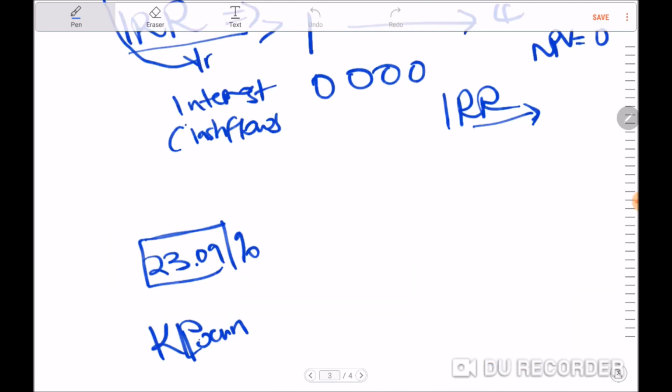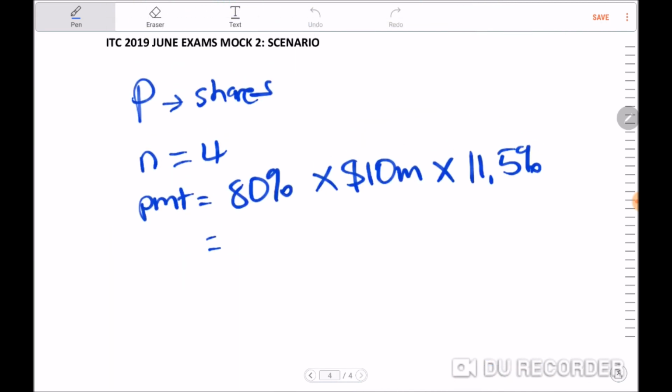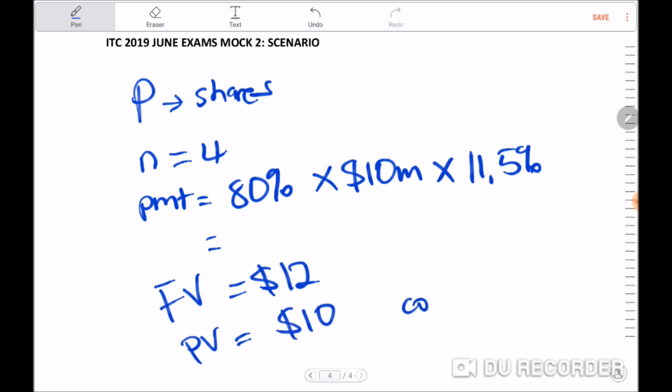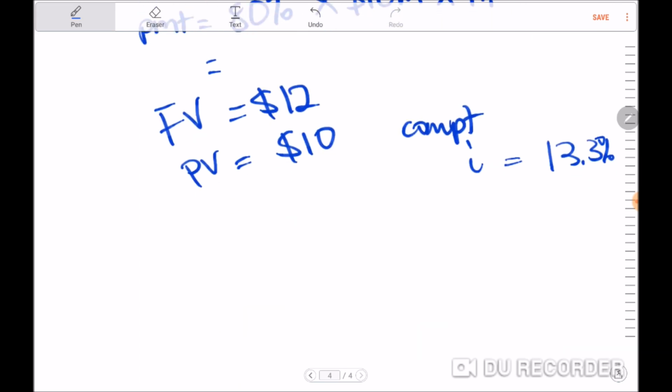From there, if I'm to calculate, I obtain my PMT, and then my future value I've been given, which is the 12 million, and then my present value, I also have it, the 10 million. From there, I compute my cost of capital, and I get about 13.3 something percent.